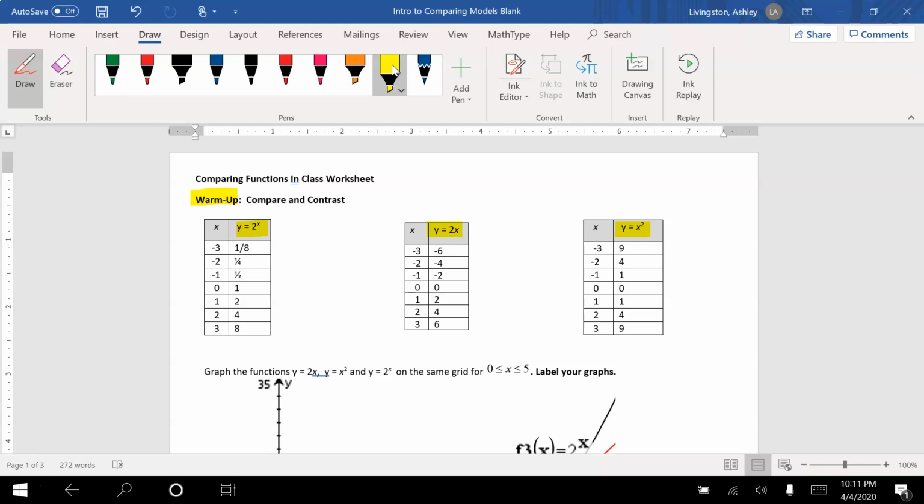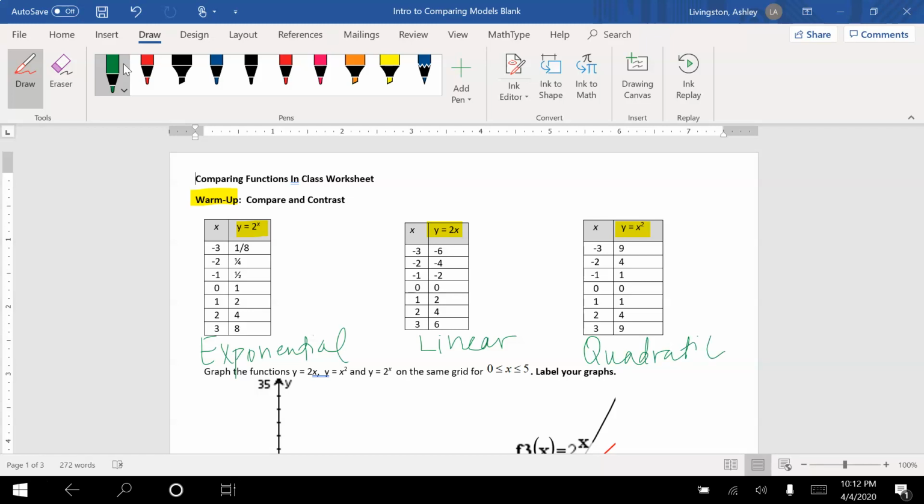So right off the bat here, I'm going to make a note that this first table is an exponential function based on the conclusions I made from that equation. The second one is a linear function. And then the third one is a quadratic function.